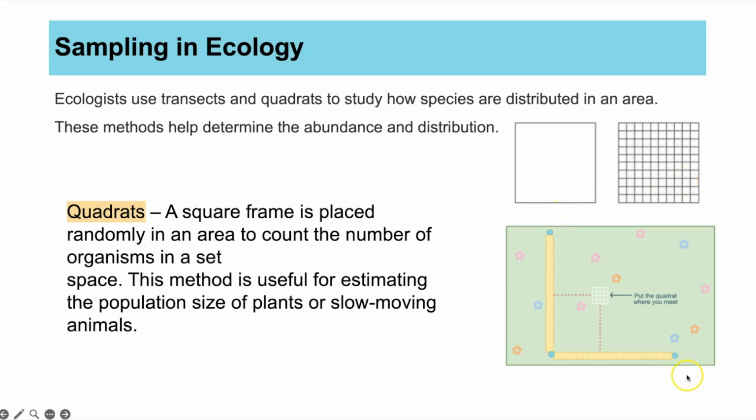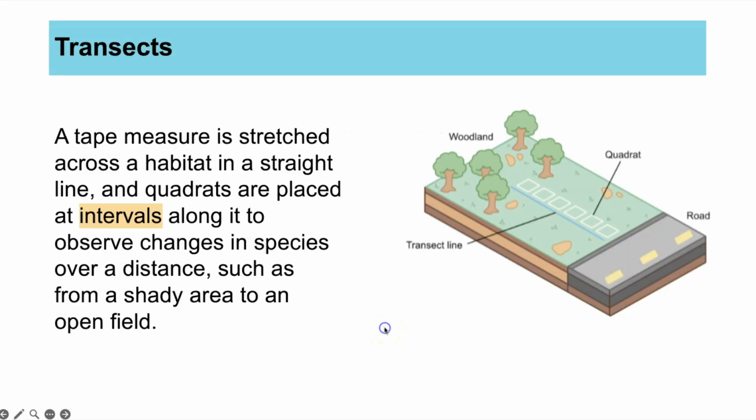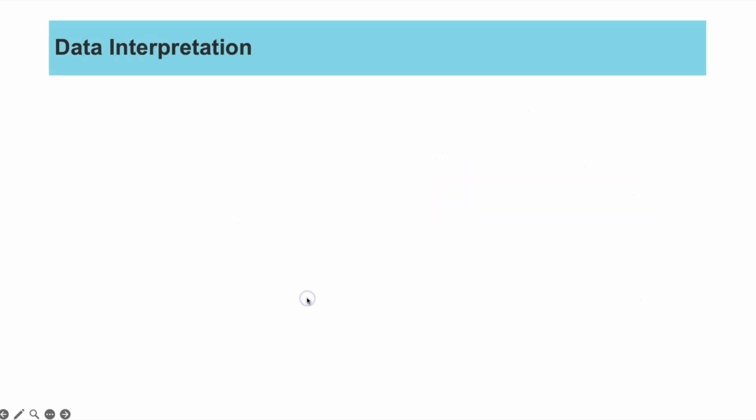And you could do random sampling if you've got a uniform area that you're trying to estimate your distribution and abundance. Or you can do transects if you're looking at a change along a particular distance where there might be physical changes that would affect your population. So you'd place just one tape measure, place your quadrat along the tape measure at intervals and record what you have present in those intervals.